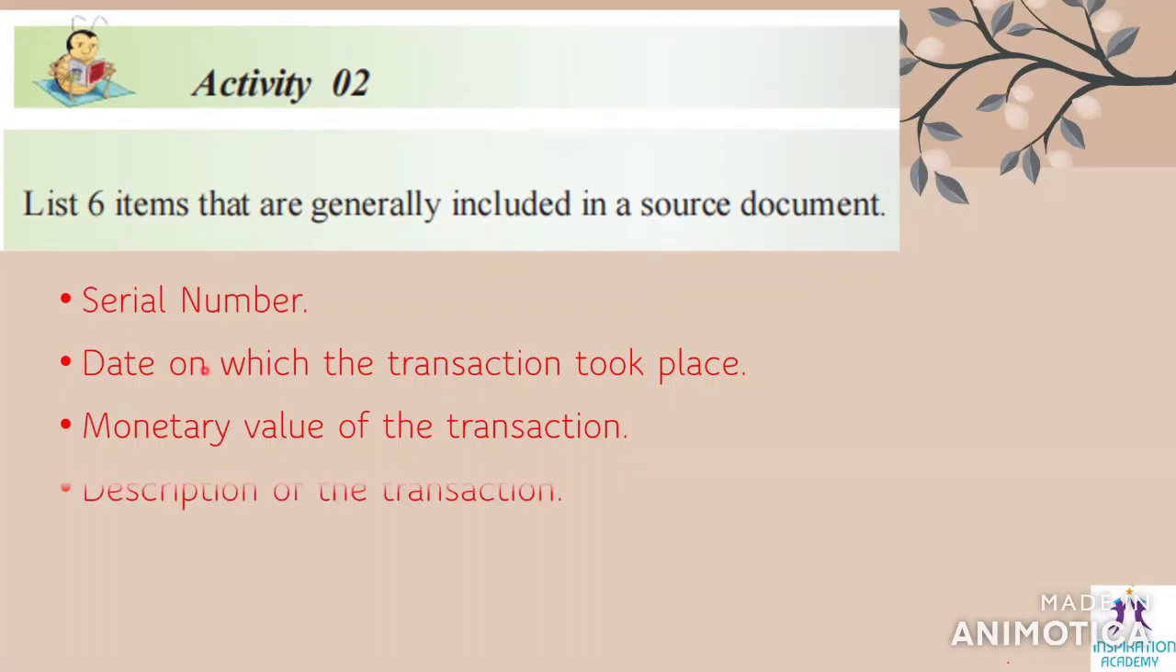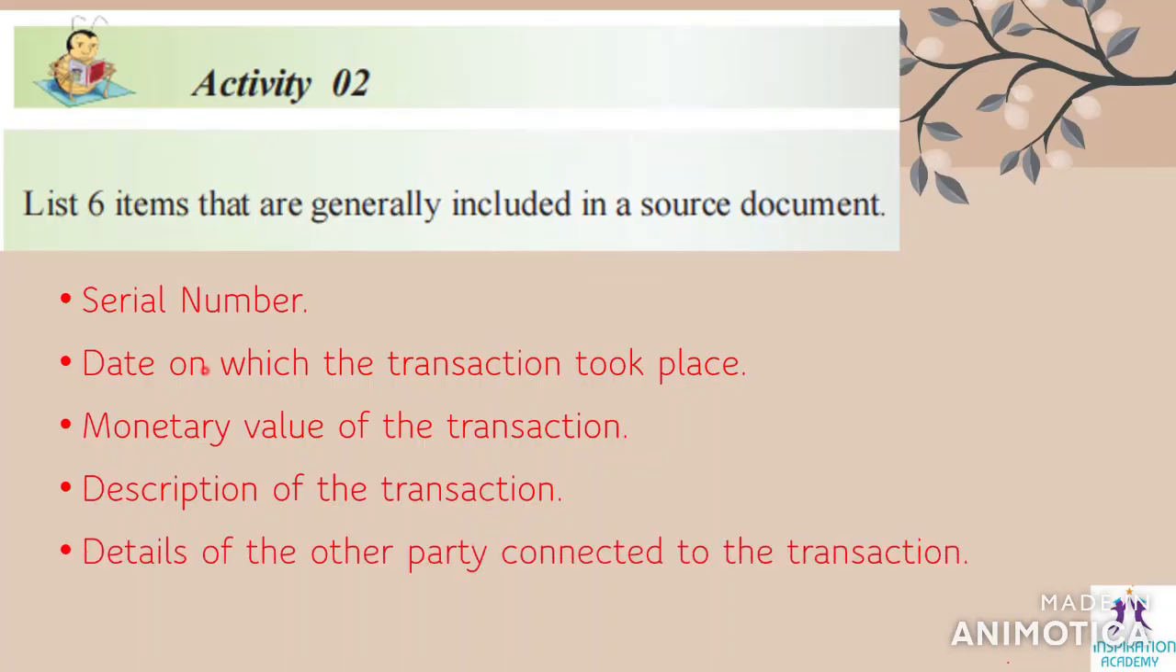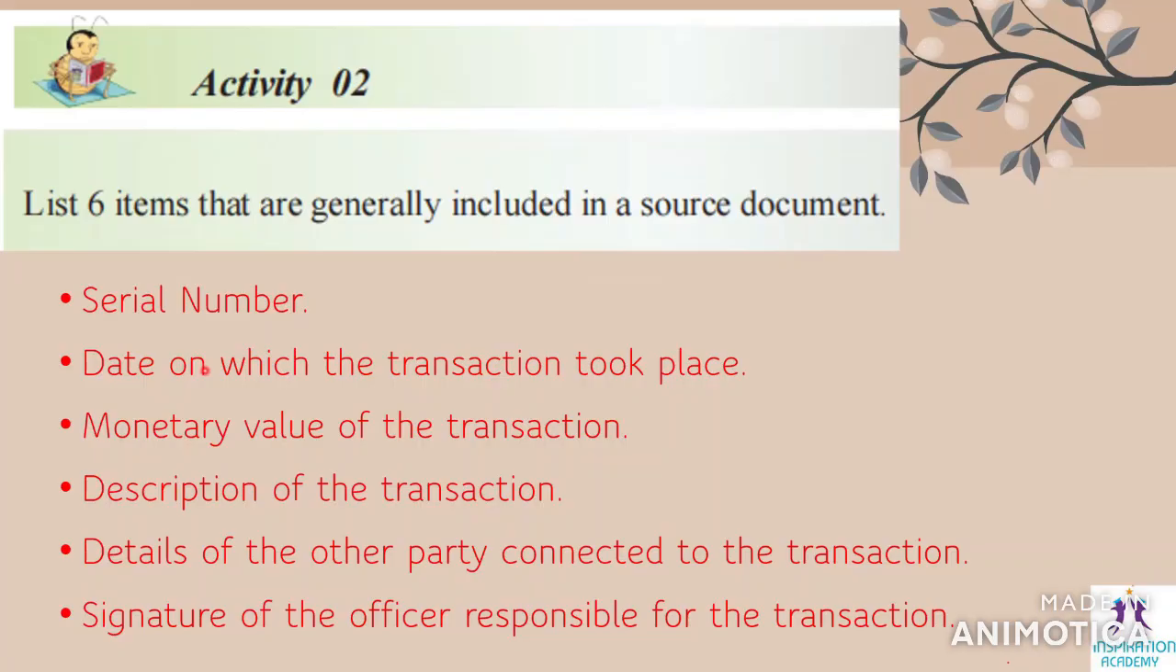That should be there. Description: what is it? Sale or purchase or debtor receipt or creditor payment or whatever. That should be mentioned. Then details of the other party connected to the transaction, such as someone's business, should be there. And then, if possible, the address of that also. Then the signature of the officer responsible for the transaction.